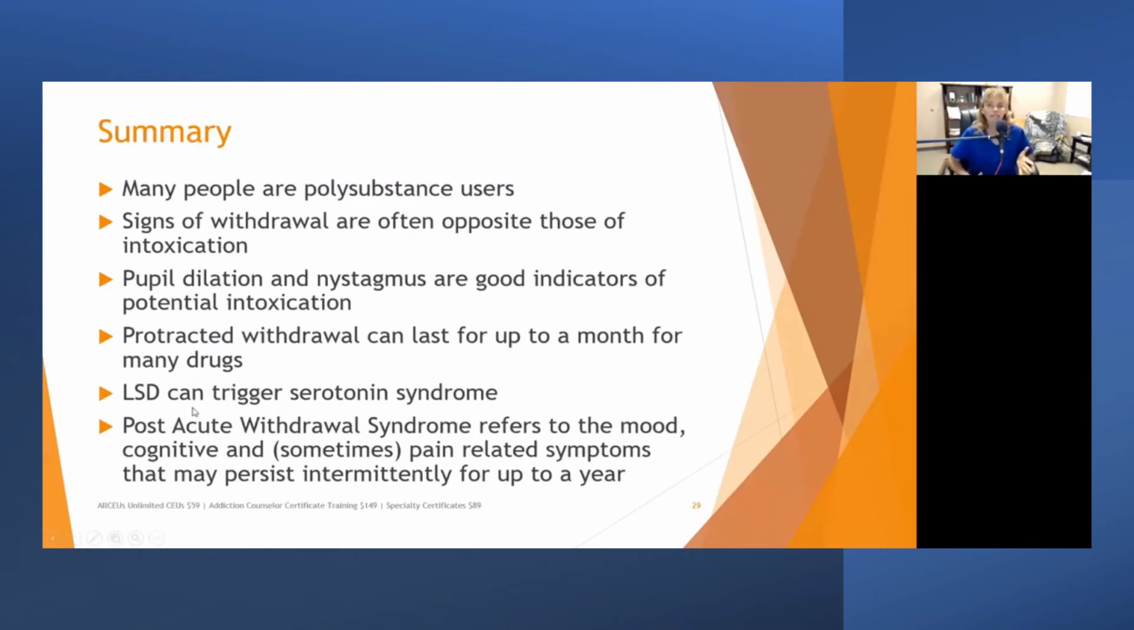So in summary, many people are polysubstance users, and that's important to remember. Signs of withdrawal are often opposite those of intoxication, so that's an easy kind of rule to remember. Pupil dilation and nystagmus, the bouncy eyes, are good indicators of potential intoxication from some type of substance. It can also indicate a head injury, so if somebody's been in a car accident, be aware of that. Protracted withdrawal can last for up to a month for many drugs. So, that first month for a lot of people can be really, really rough.